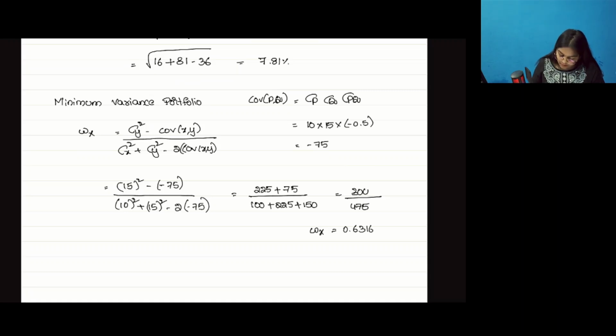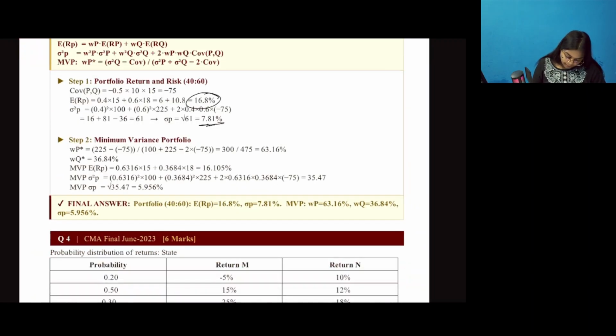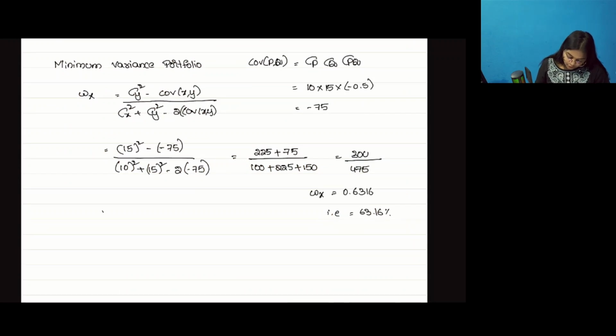0.6316, that is equal to 63.16%. So weight of p equals 63.16%. Next step, weight of y equals 100 minus 63.16, which equals 36.84%.